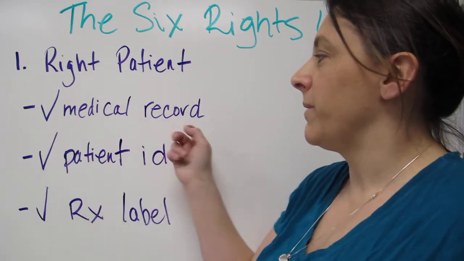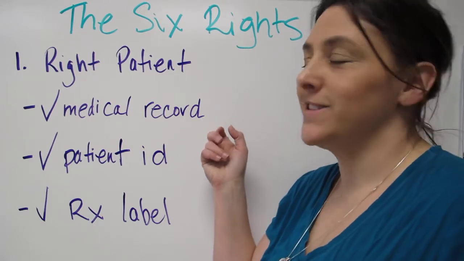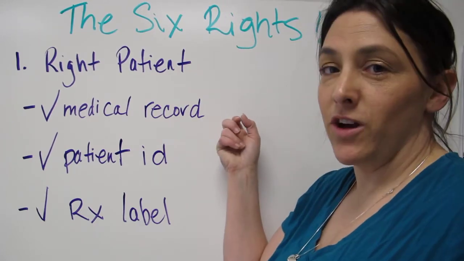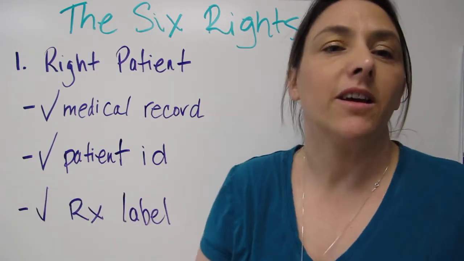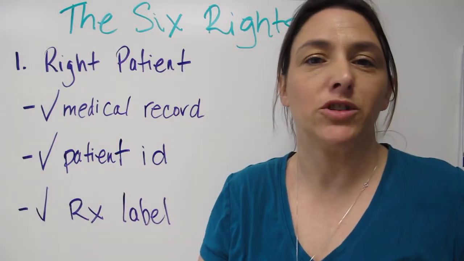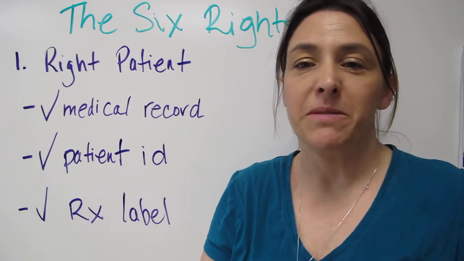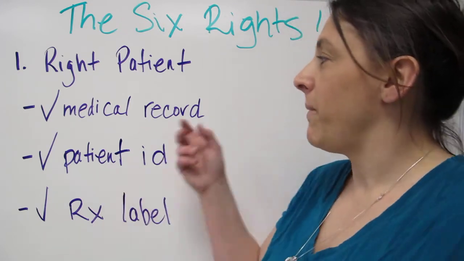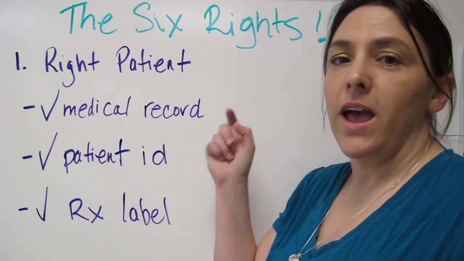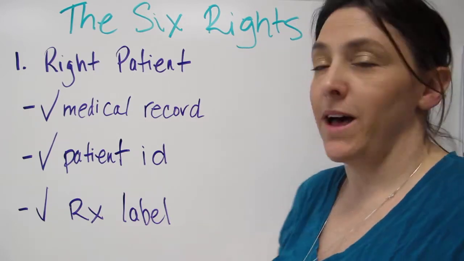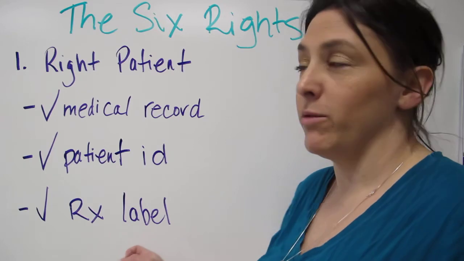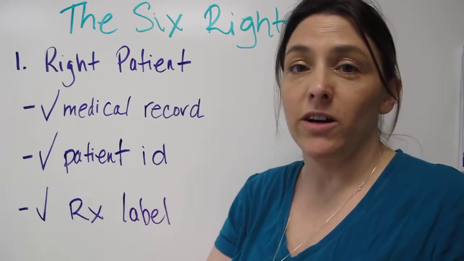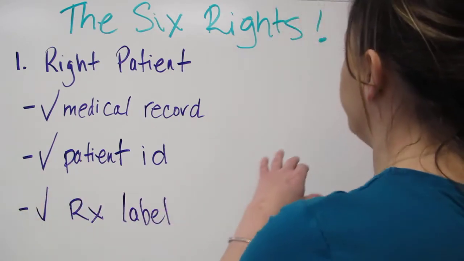So you want to check the medical record, make sure that you are giving the right drug to the right patient. You want to check the patient ID. If the patient's in a cage, you want to make sure that the name and ID on the cage matches that in the medical record and/or on the prescription bottle that you need to give it on. So also check the prescription label. Make sure that that drug needs to go to that patient.